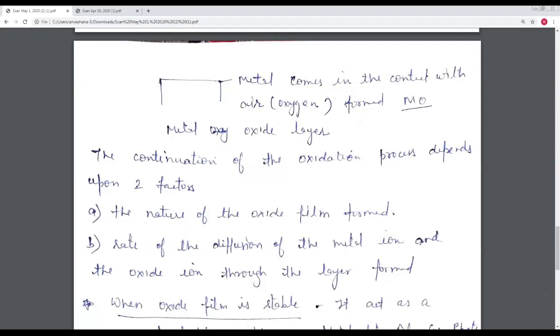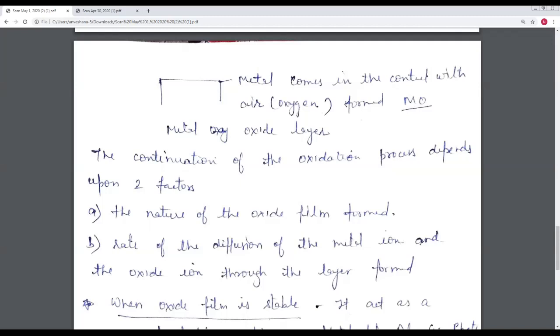हमारा डिपेंड करेगा कि लेयर कैसी है, वो किस पे फर्दर कोरोजन हो रहा है या नहीं होना है, वो हमें बताएगा, ये मेटल ऑक्साइड की लेयर बताती है। So the continuation of the oxidation process depends upon two factors. The first factor is the nature of the oxide film formed, and the second factor is the rate of diffusion of metal ion and oxide ion through the layer. हमारी जो मेटल ऑक्साइड की लेयर जो फॉर्म हुई है, वो डिसाइड करेगी कि भाई अब हमारा फर्दर कोरोजन टेक्स प्लेस और नॉट। But when the oxide film is stable, it may depend upon the nature of the metal.